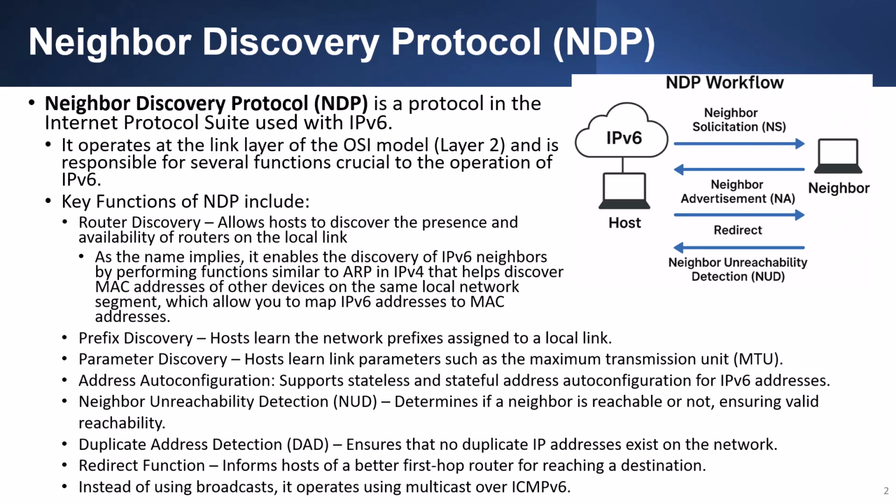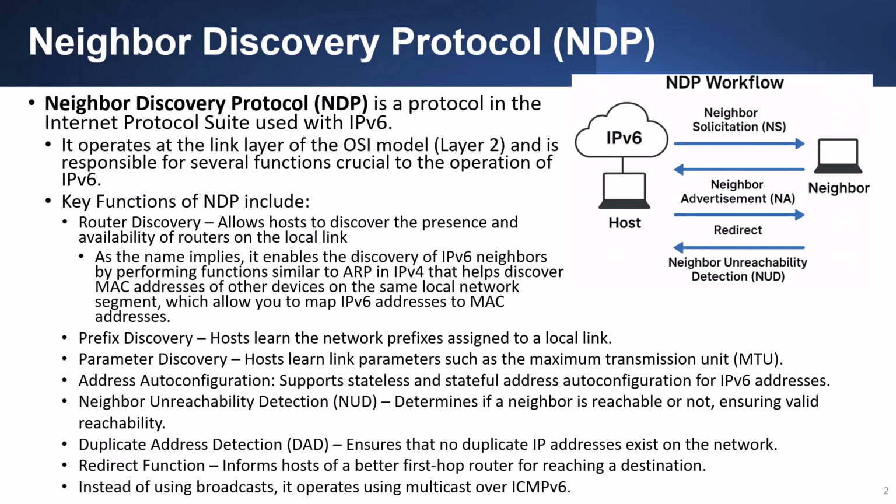Neighbor Discovery Protocol, or NDP, is a protocol in the Internet Protocol Suite used with IP version 6. It operates at the link layer of the OSI model, layer 2, and is responsible for several functions crucial to the operation of IP version 6. Key functions of NDP include router discovery, which allows hosts to discover the presence and availability of routers on the local link. As the name implies, it enables the discovery of IP version 6 neighbors by performing functions similar to ARP in IP version 4 that helps discover MAC addresses of other devices on the same local network segment, which allows you to map IP version 6 addresses to MAC addresses.